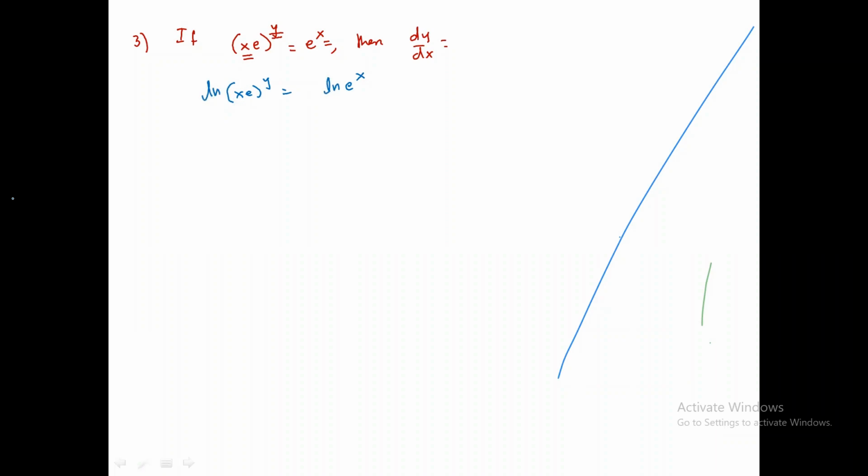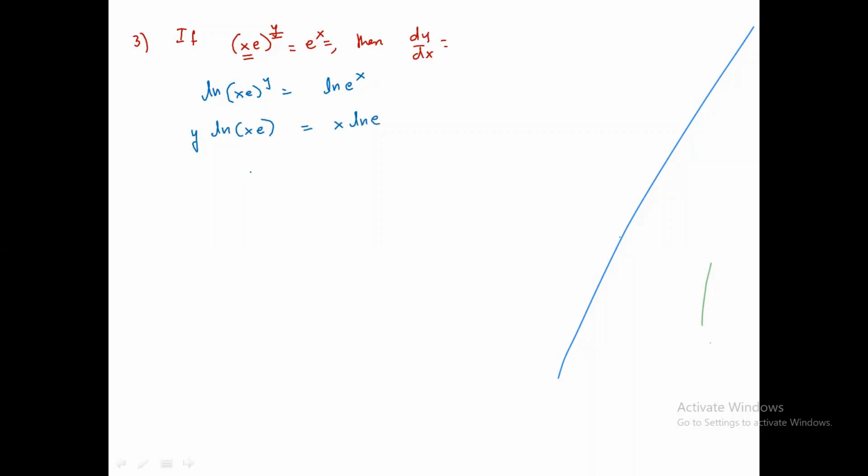But in your textbook, they are taking ln only as log. For them, log and ln are same, but there is a slight difference, which you might have learned in the class. So I'm not going to that. So take ln on both the sides. The power y will come out. You will have ln of x. The power x will come out.